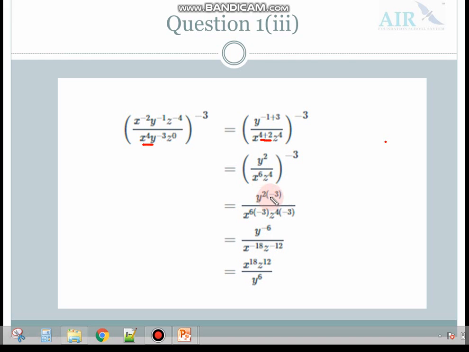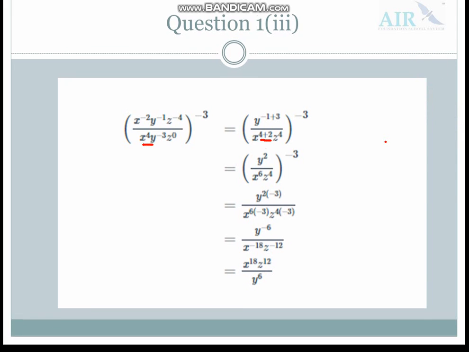So after doing this, you just have to multiply this minus 3 with all the powers like this, and then you have to multiply the powers. After multiplying with each other, just get the powers positive. How? Like here we have y power minus 6, just get this numerator into denominator, and here we have x power minus 18 and z power minus 12, get this numerator into denominator and its powers will get positive. So this is how we have to solve question number 1, part number 3.